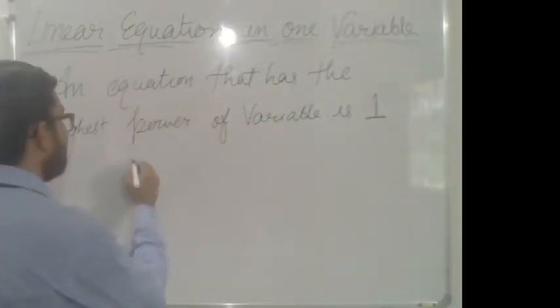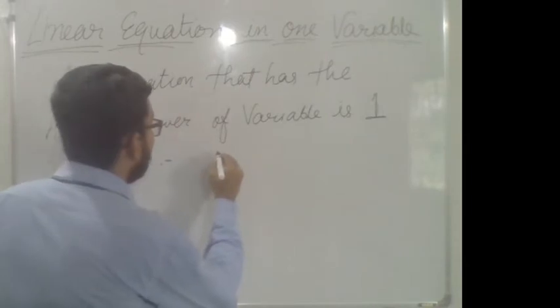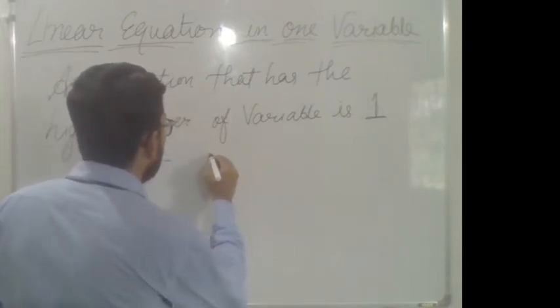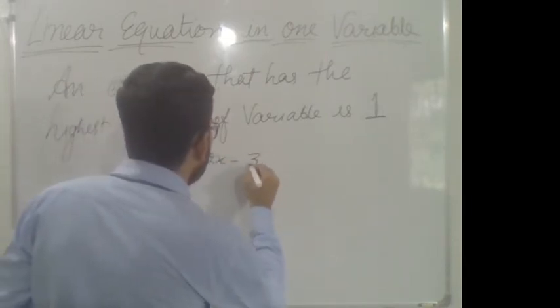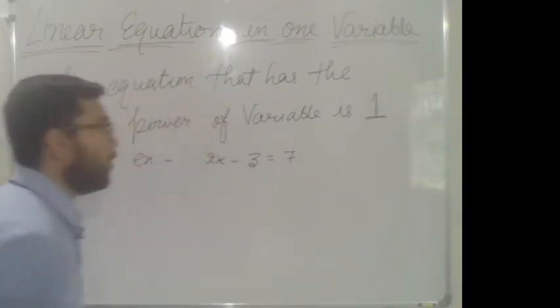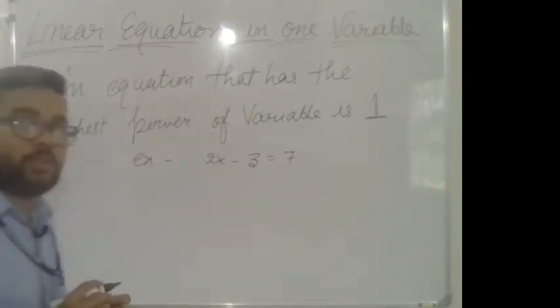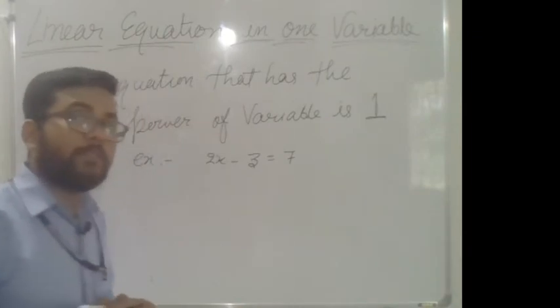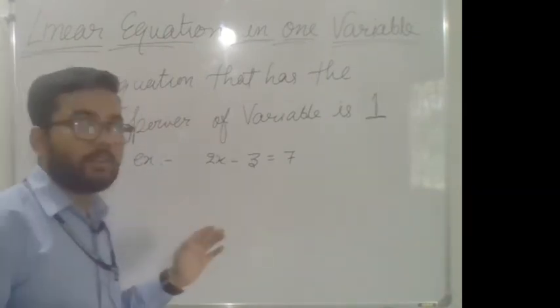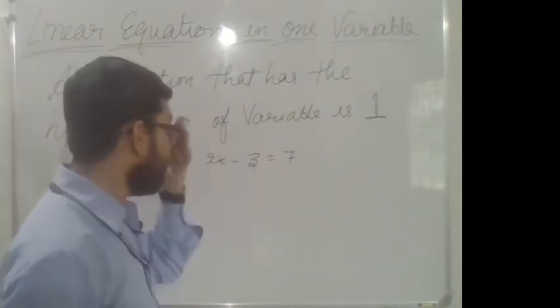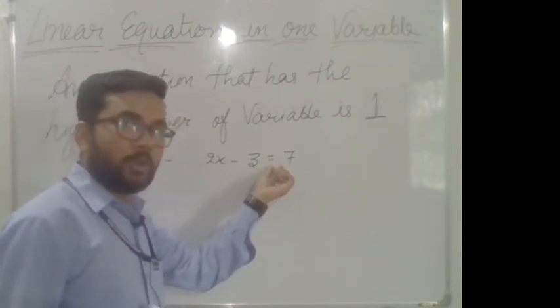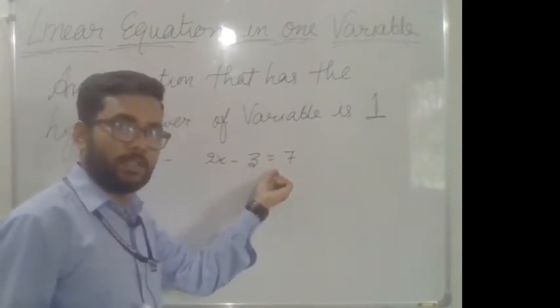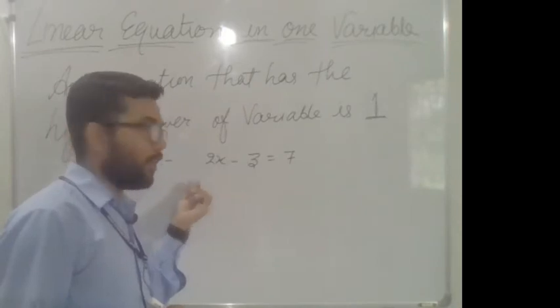Let us see an example like 2x minus 3 is equal to 7. This is an example of an equation. Now we will check whether it is a linear equation or not. This is an equation because there is a sign, that is equality, with the left hand side and the right hand side.